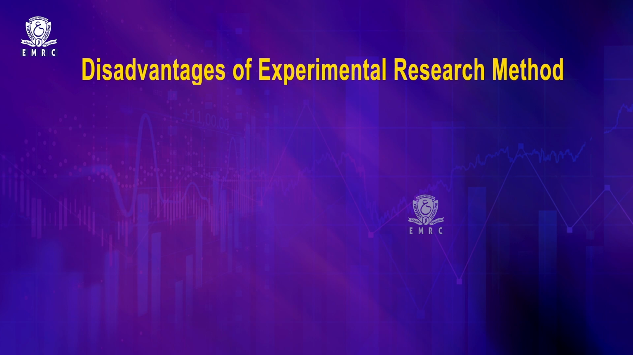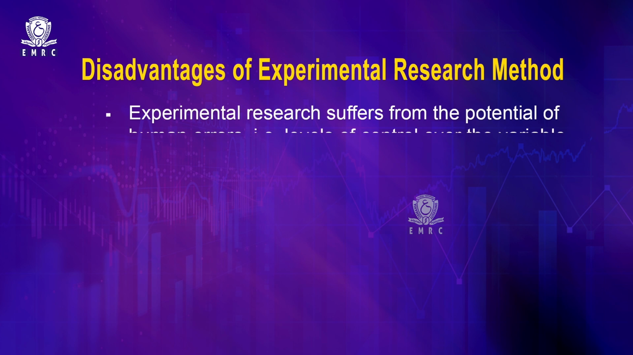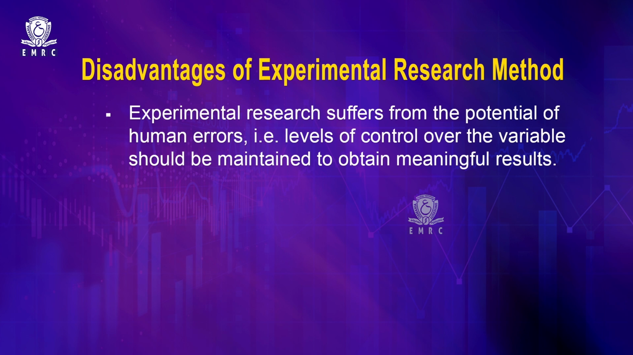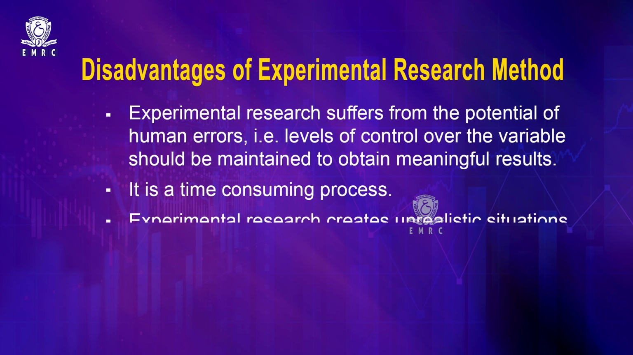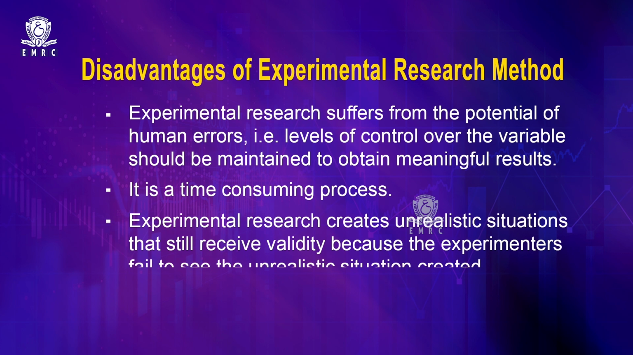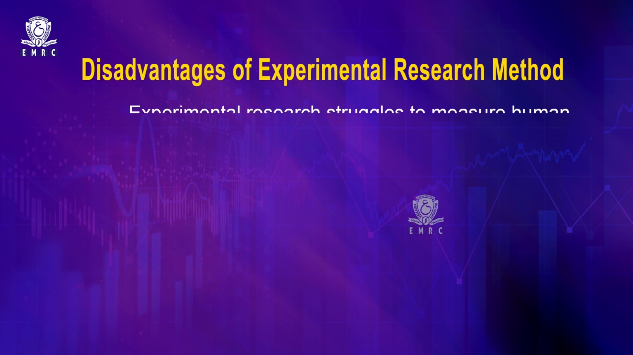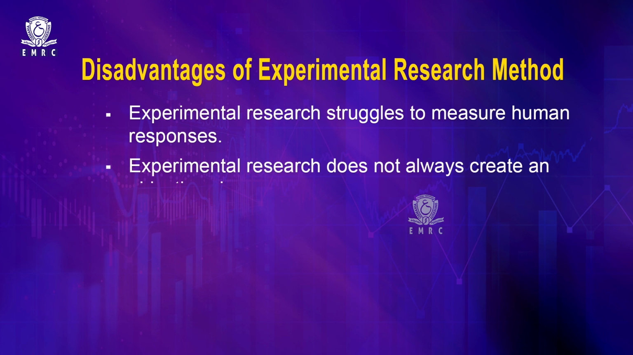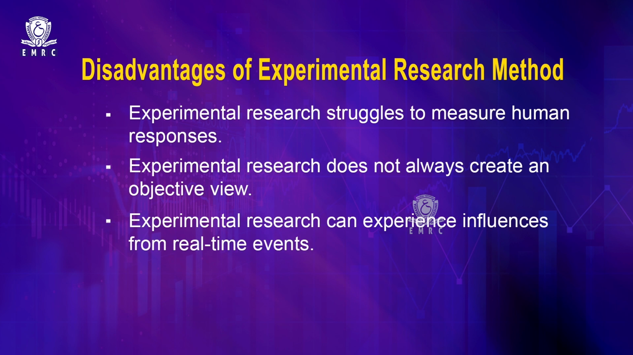Now, let's look at the disadvantages. Experimental research suffers from the potential of human errors, that is, the level of control over the variable should be maintained to obtain meaningful results. It is a time-consuming process. Experimental research creates unrealistic situations that still receive validity because the experimenters fail to see the unrealistic situation created. Experimental research struggles to measure human response. Experimental research does not always create an objective view. It can experience influences from real-time events.